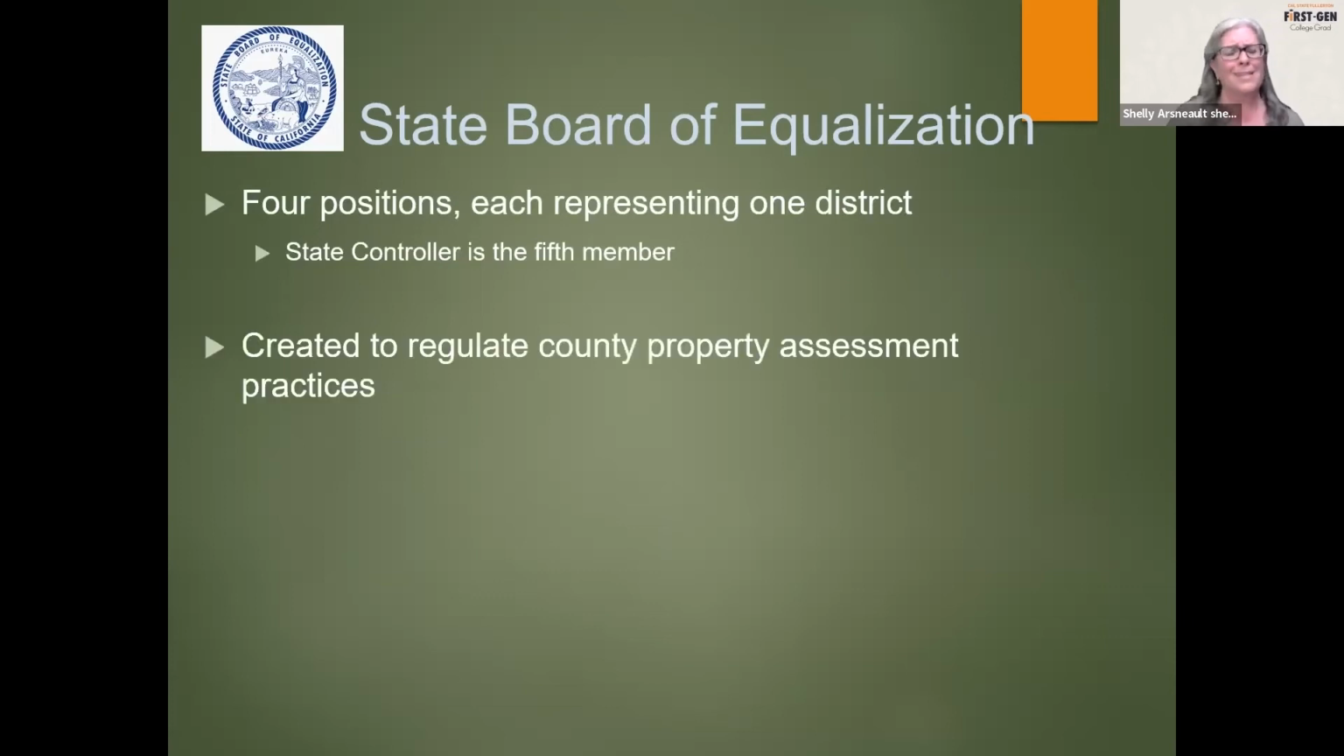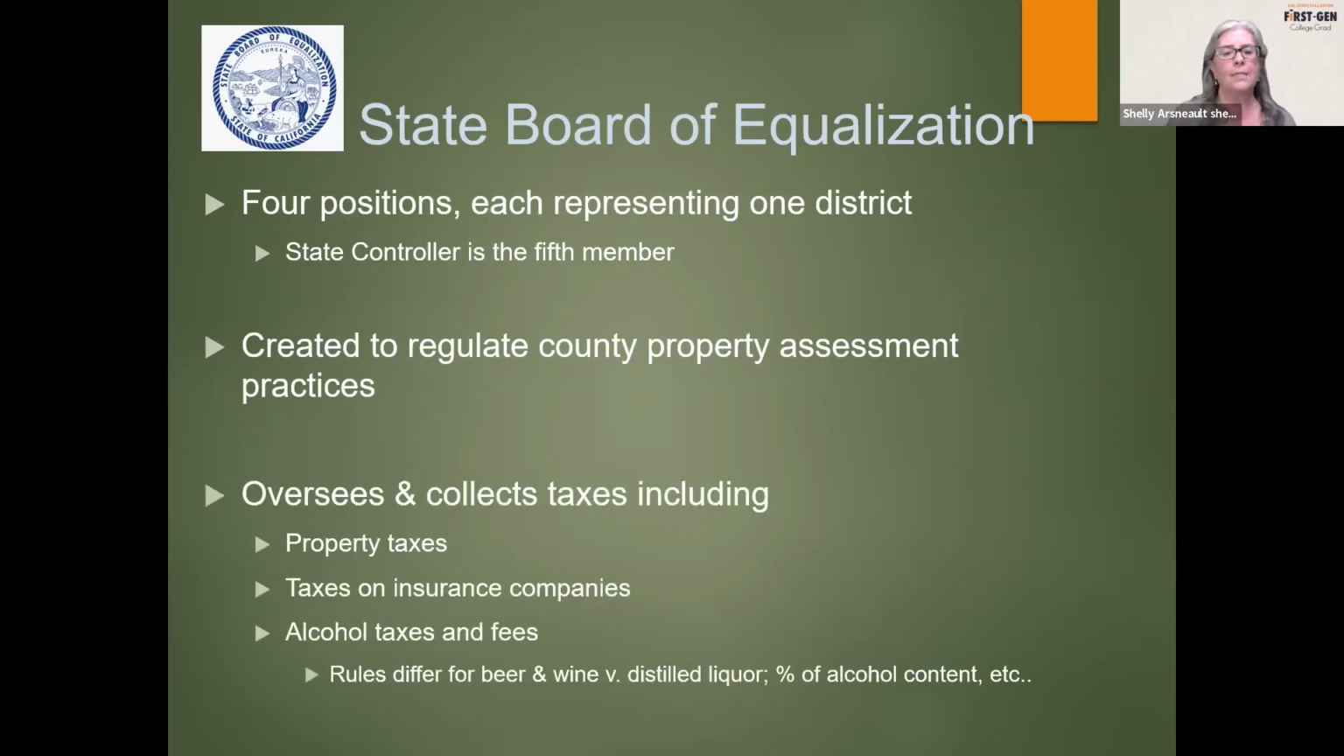So what is this thing? Again, it was created when the state began. It was created to regulate county property tax assessment practices. And there were some issues with the Board of Equalization back in 2017. And so they went through a reorganization. They had a lot more responsibilities for sales taxes and things prior to 2017. But again, there was some shady business, I guess we would say.